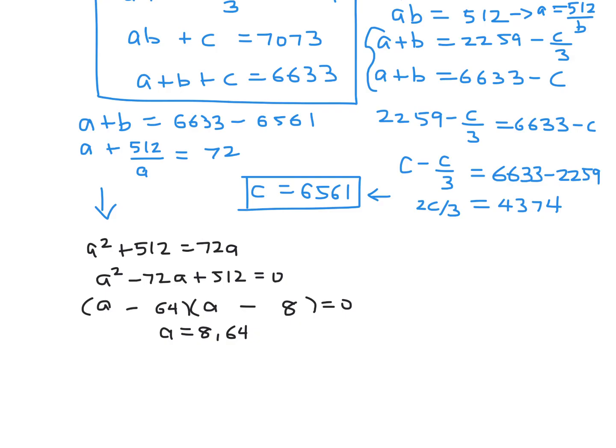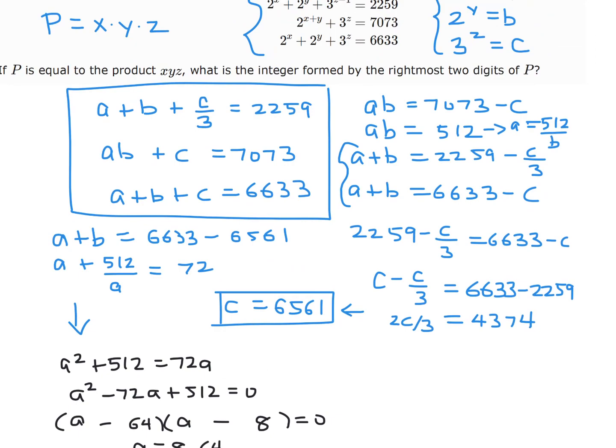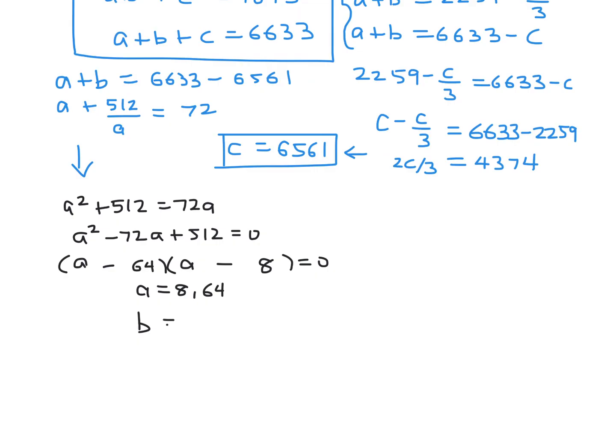Well, it doesn't really matter, because if we use this, where is it? This guy right here, that one, we get B. And B would either be 64 or 8. So it's interchangeable, and there's no inequality that I had previously thought. So it doesn't really matter what's greater, what's less. Okay, we got it all.